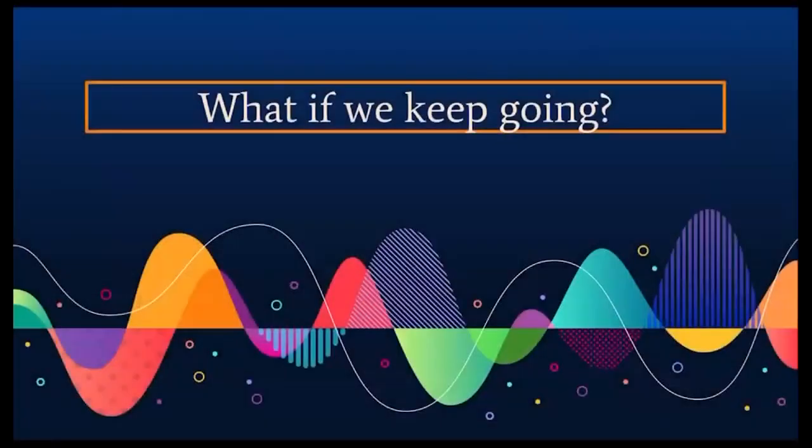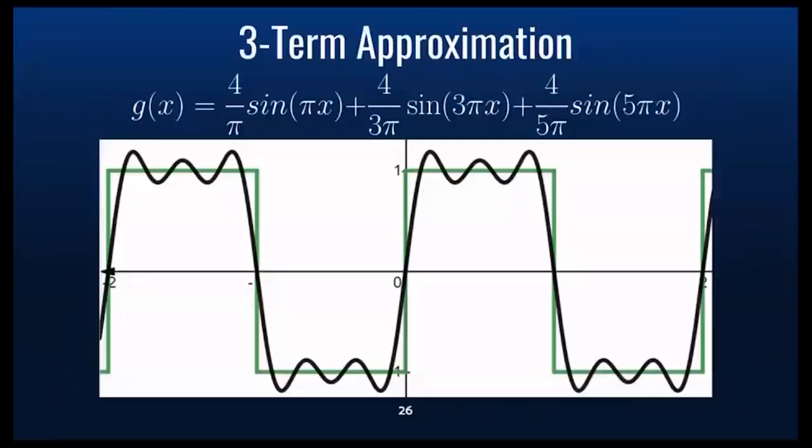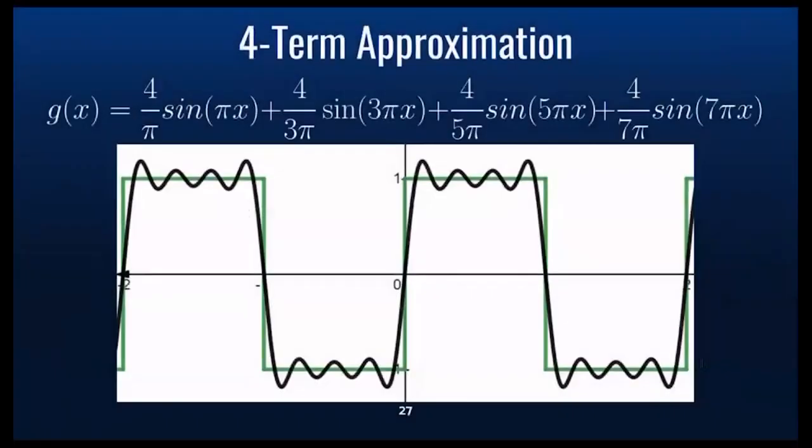But what if we do keep going? Well, we will see that it gets an even better approximation of the square wave with a 3-term approximation. And sadly, that is actually as far as we can go. Just kidding. We have a 4th-term approximation. And as you can see, it is an even better approximation of this little square wave right there. And it's getting even closer and closer to the square wave.